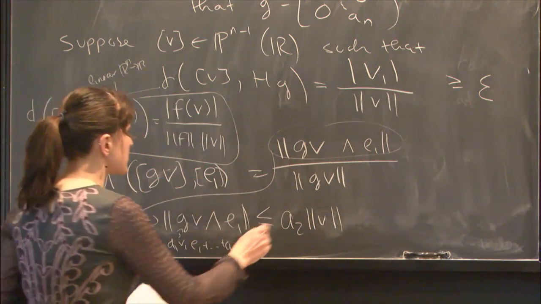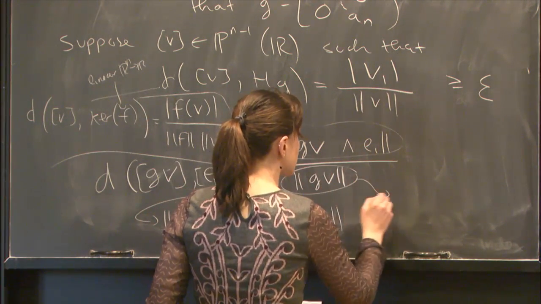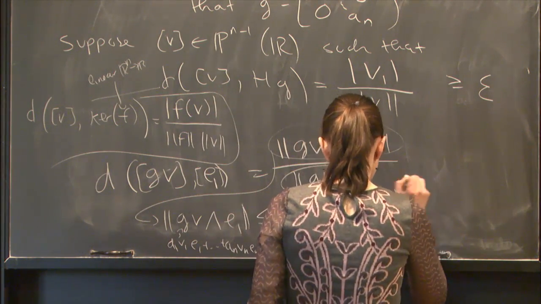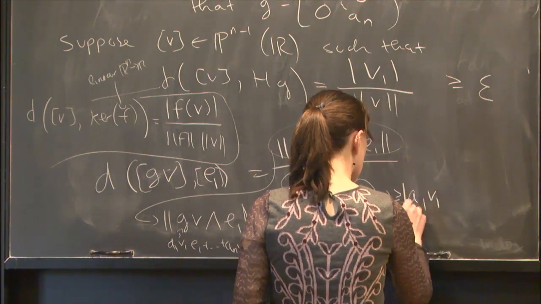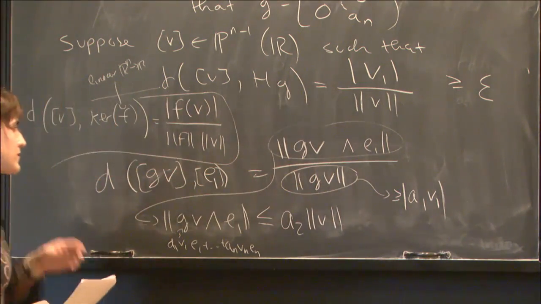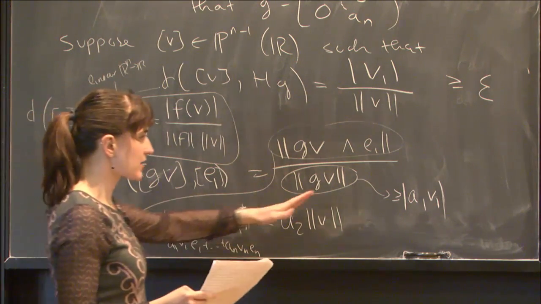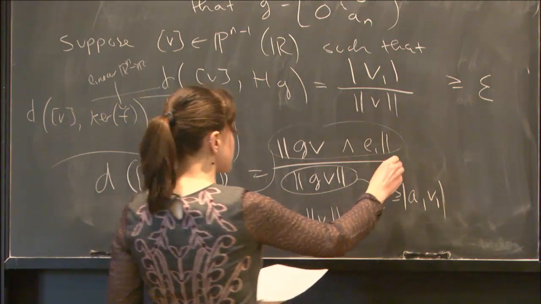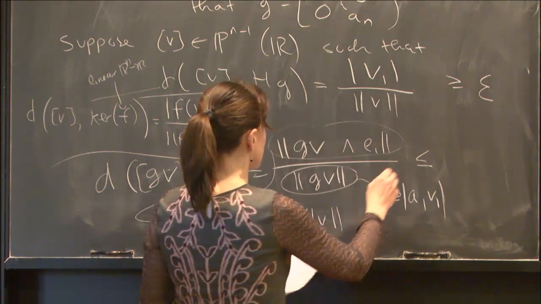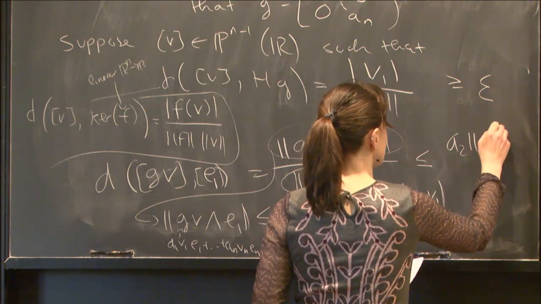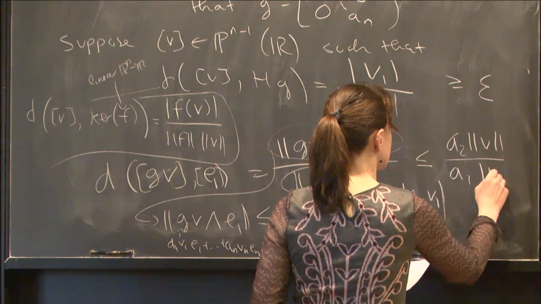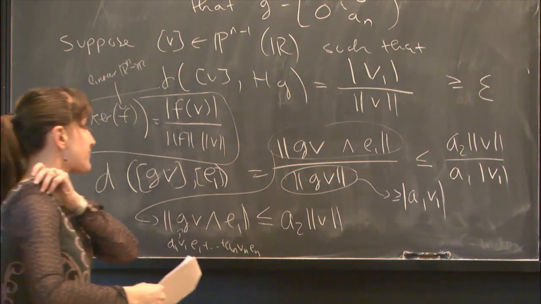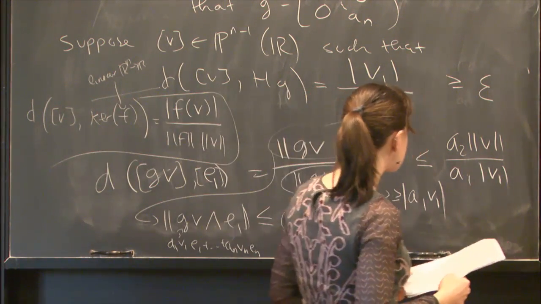Similarly, in a similar way, this thing here is going to be greater than or equal to a1 v1 in absolute value. These are pretty routine things to check. And so combining these two things, you get that this is less than or equal to a2 times the norm of v over a1 times the absolute value of v1. a1 and a2 are both positive, we can assume.